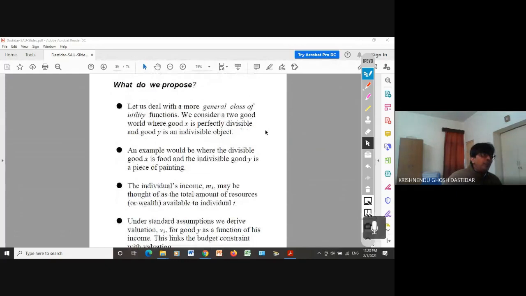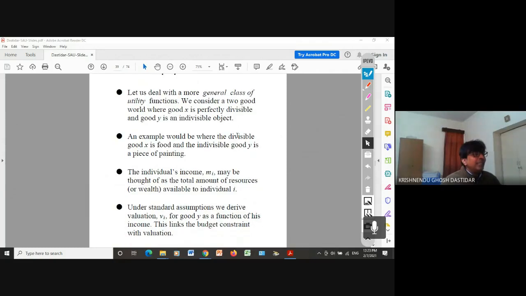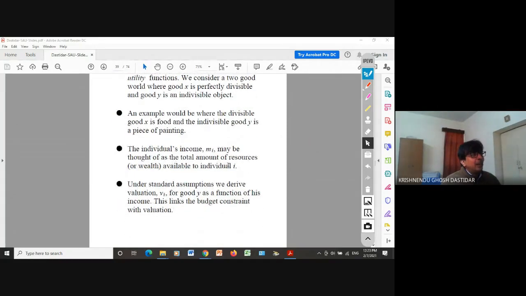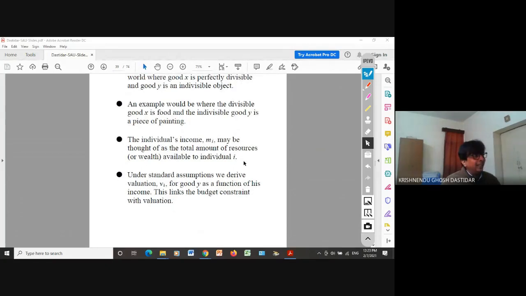So what do you propose? Now we'll deal with a more general class of utility functions. To make our life simple, we'll consider a two-good world, where good X is a perfectly divisible object and good Y is an indivisible object. Think of good X as being food and good Y as some painting or a house. Now, an individual's income, MI, may be thought of as the total amount of resources that's available to him. So that's all I have.